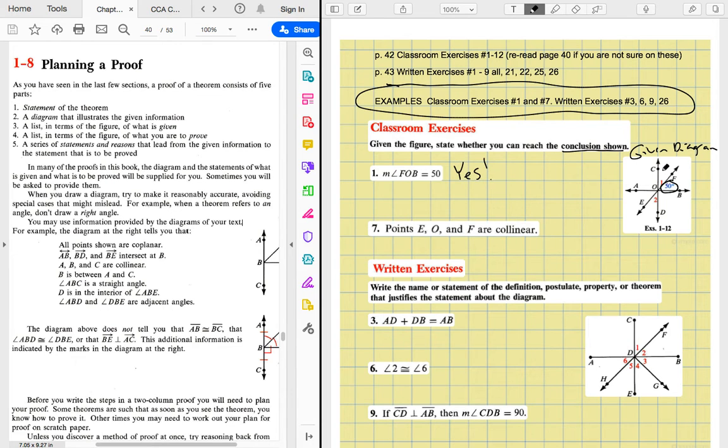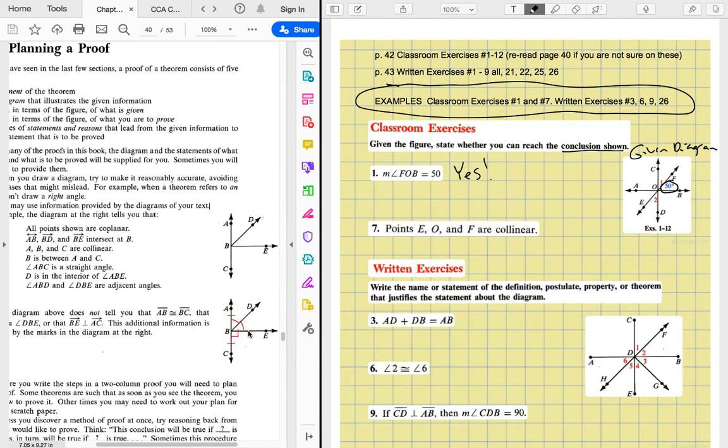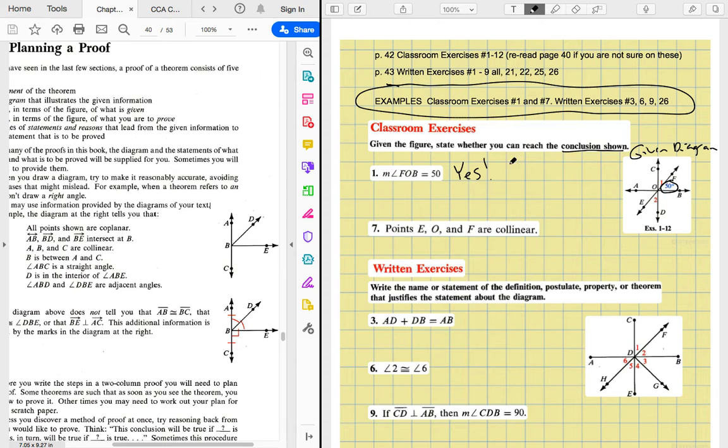These are just yes or no questions. If they do list a degree measurement down here, sure, we can use it. Similarly, if they listed angles as being congruent to one another, you can use that as a reason in a proof, as given, right? You're getting it from the given diagram. So if you wanted to say that in a proof, okay?